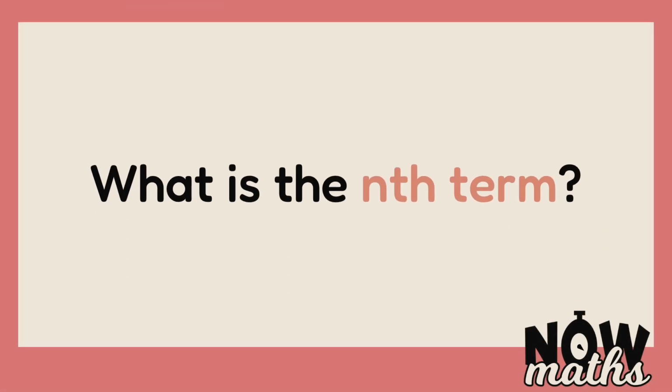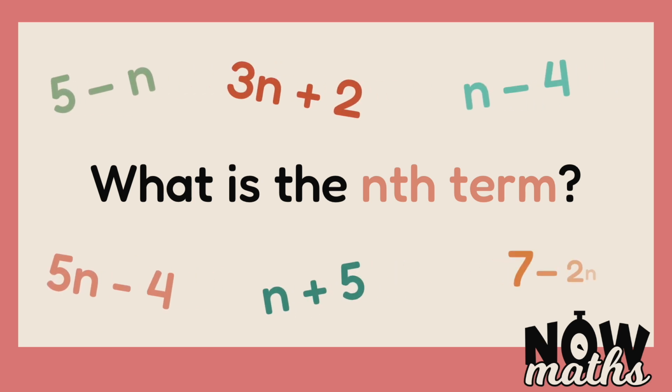Firstly, we need to know what the nth term is. The nth term is a single expression that describes a full sequence that starts at a specific number. Examples of expressions that represent an nth term of a sequence are on screen now. These expressions all represent linear sequences, and that means that they're all sequences that go up or down by the same amount to get from one term to the next. In this video, we'll be looking at how to generate the sequences that these nth terms represent.